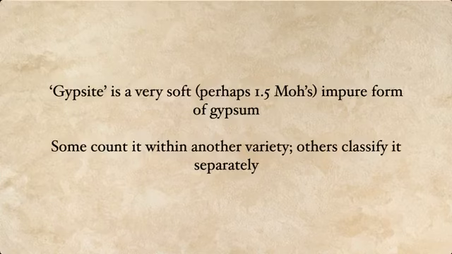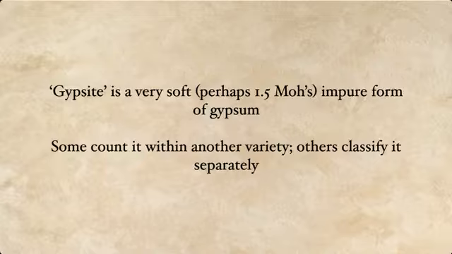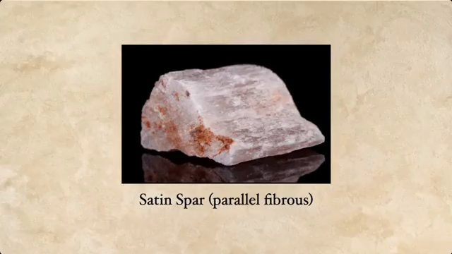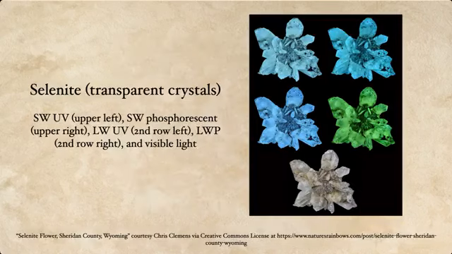Gypsite is a very soft, perhaps 1.5 on the Mohs scale, impure form of gypsum, and some folks count it within another variety. Others classify it separately. Rock gypsum, or just plain gypsum, is a name some give to the natural underground deposits, like Carlsbad Caverns, which is in part a gypsum cave and is a place I want to see so darn much. Satin spar is parallel fibrous gypsum. Selenite is the term given to transparent crystals.